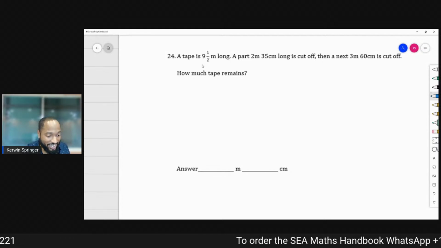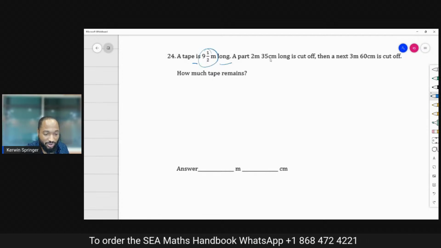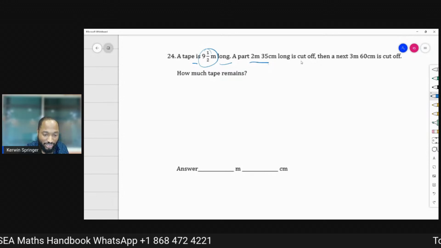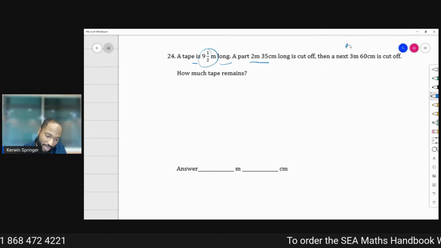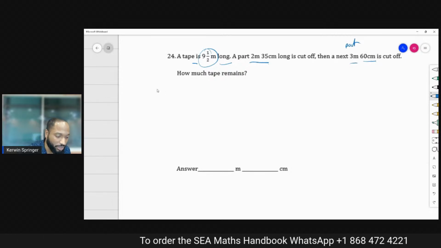A tape is 9.5 meters long. A part 2 meters, 35 centimeters long is cut off. Then a next part, 3 meters, 60 centimeters, is cut off. How much did we cut off?